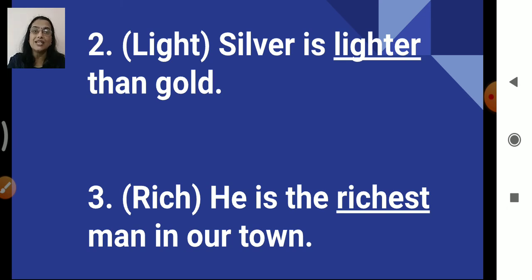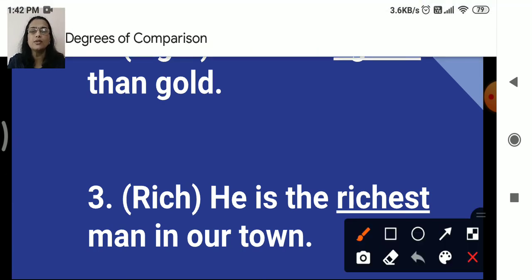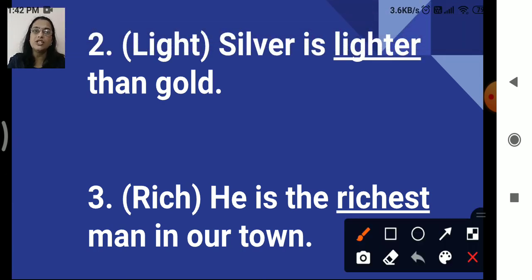Second one, light is given. Silver is dash than gold. Comparison between two. So what is to be used? Yes, light will change into lighter. He is the richest man in our town. Again compared with everyone in the town. So we have used the superlative degree, richest.